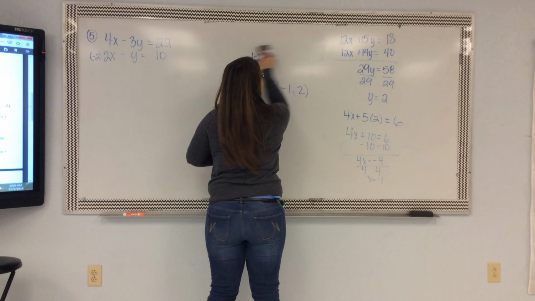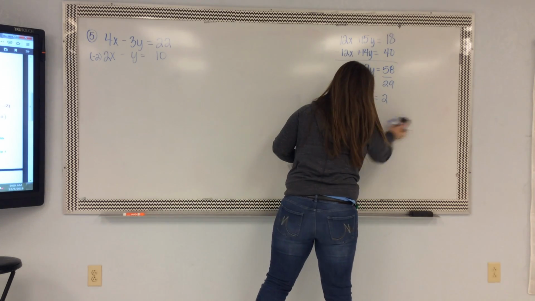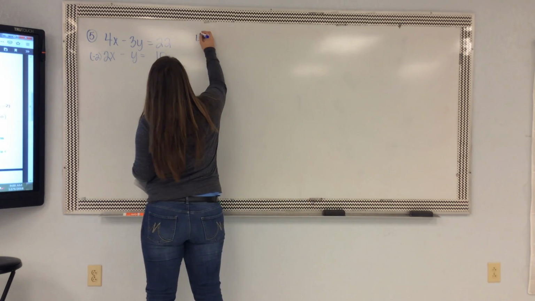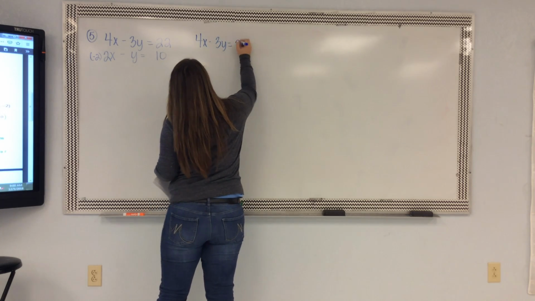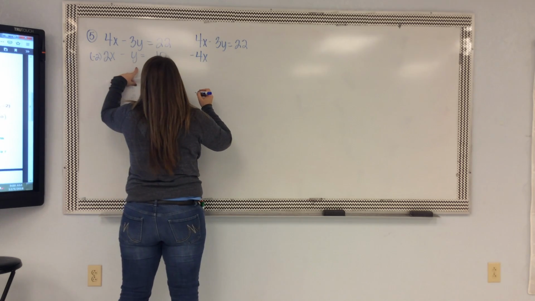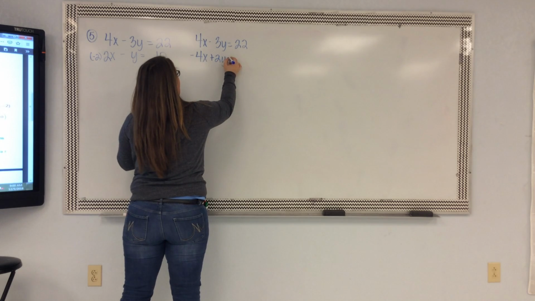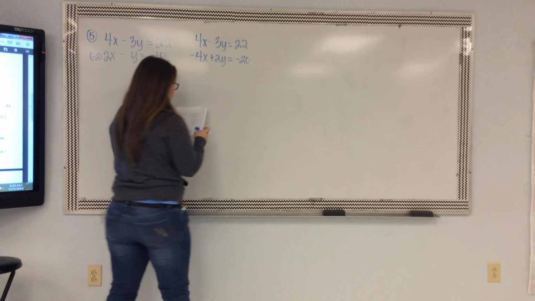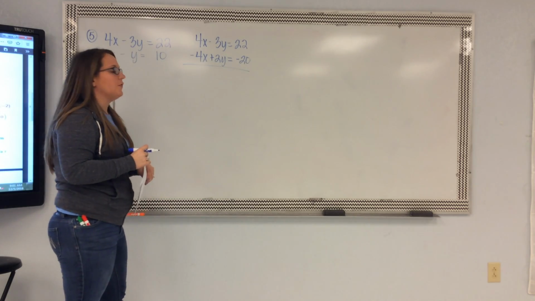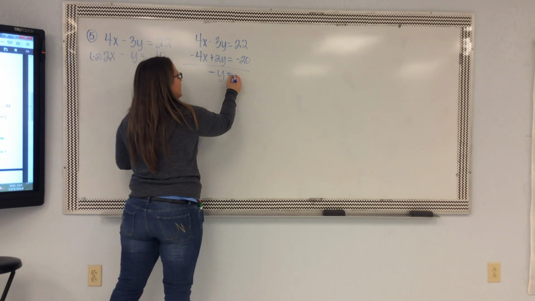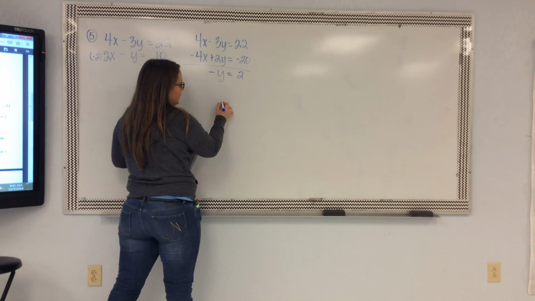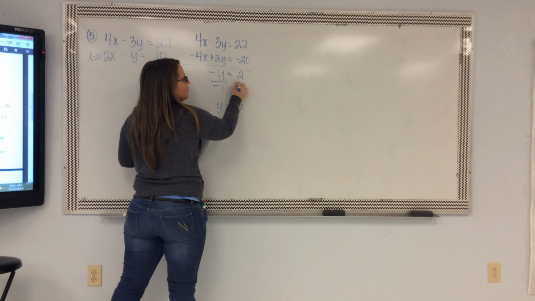Let me go ahead and erase this over here also. My new problem: 4x minus 3y stays the same. And then negative 2 times 2x becomes negative 4x. Negative 2 times negative y becomes a positive 2y. And then negative 2 times 10 becomes a negative 20. Okay? So, as I go through here, my x's cancel out. Negative 3y plus 2y becomes a negative y is equal to 22 minus 20, which is a positive 2. But negative y equals positive 2, so that means positive y equals negative 2.